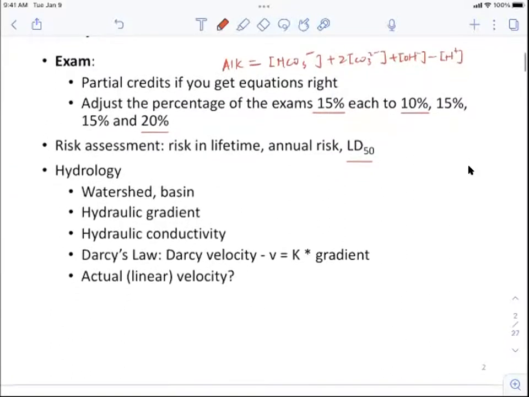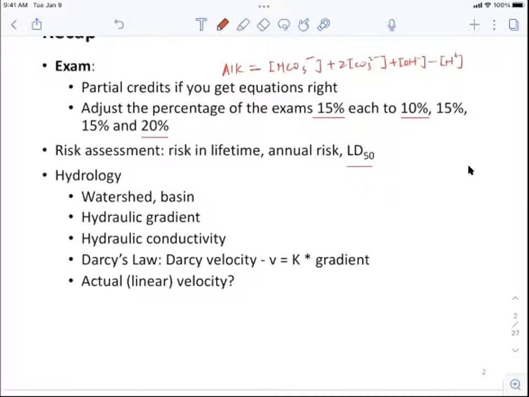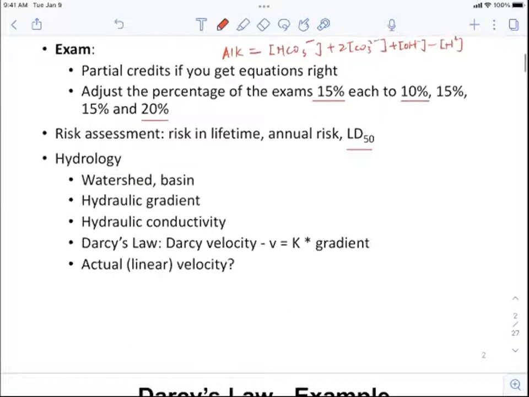We also covered hydrology, mainly the definitions. For example, the watershed or the basin. These are basically water systems that can be treated as isolated from the entire environment. And then there's also the hydraulic gradient. This is for groundwater, where, if this is the ground, there is a difference in the height. We know that this is basically the saturated soil.